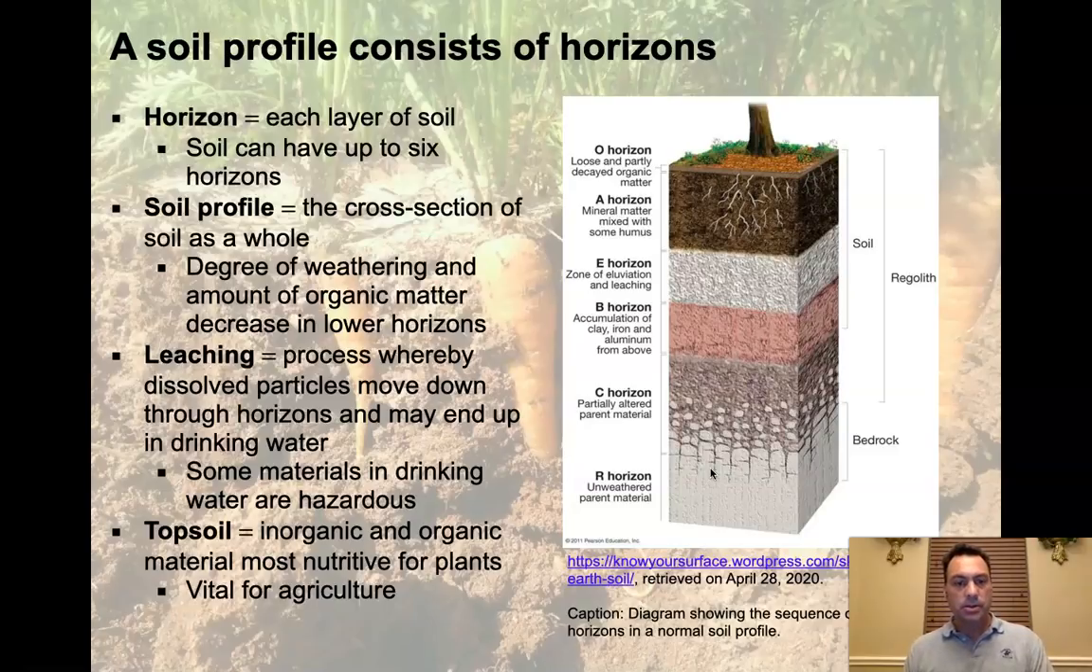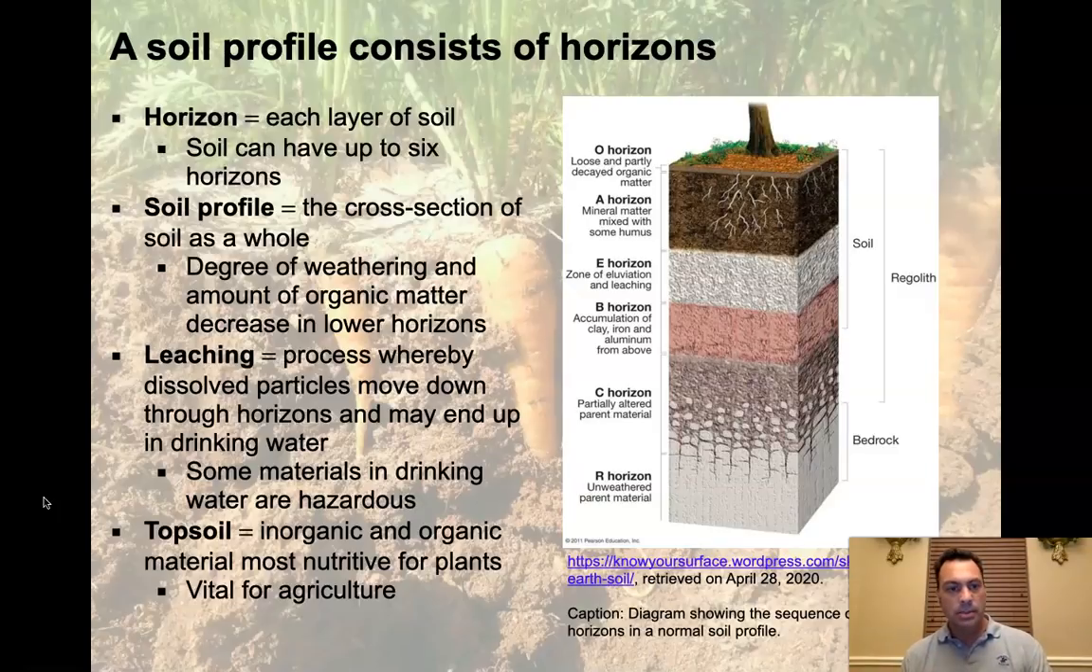So some materials, it turns out, in drinking water are hazardous, and this is pretty common in countries like Bangladesh, where there's a type of mineral that exists called arsenopyrite. That arsenopyrite, if it's interacting with oxygen in the atmosphere through complicated groundwater processes, can release arsenic into the water, and that can get leached out of the rock and out of the minerals and into the groundwater, and that can cause some pretty serious health hazards.